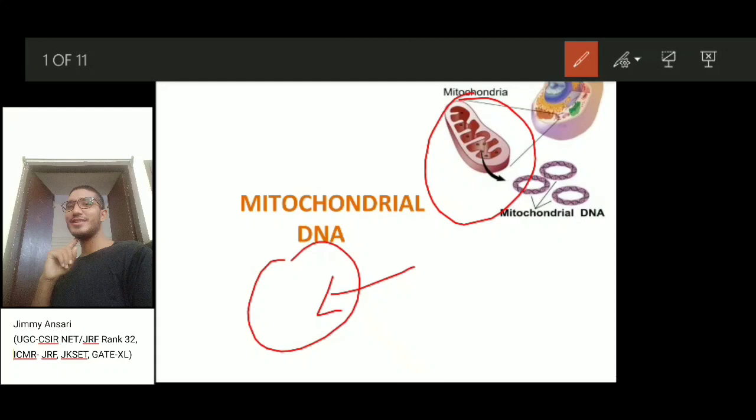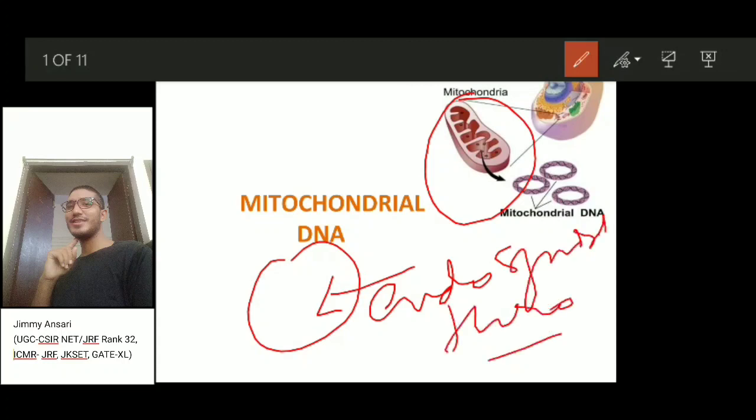But according to the symbiotic theory, it is said that in the course of evolution, mitochondria was an entirely different organism, a prokaryotic organism. During the course of evolution, it started making a symbiotic relationship with the eukaryotic cells or eukaryotic organisms. So slowly with time, it became a part of eukaryotic cells and became a cell organelle.